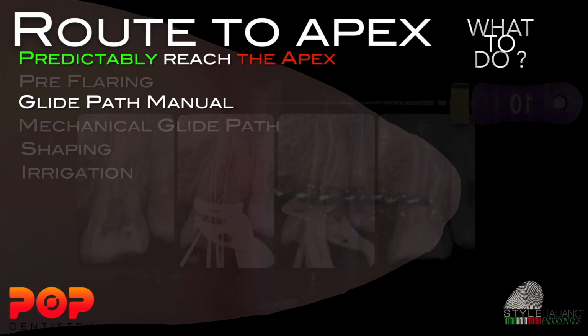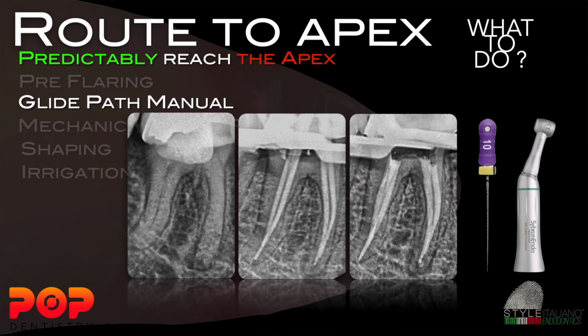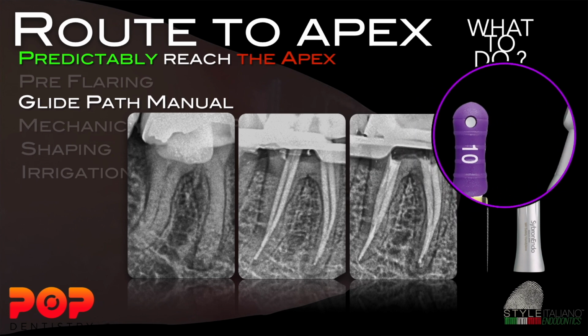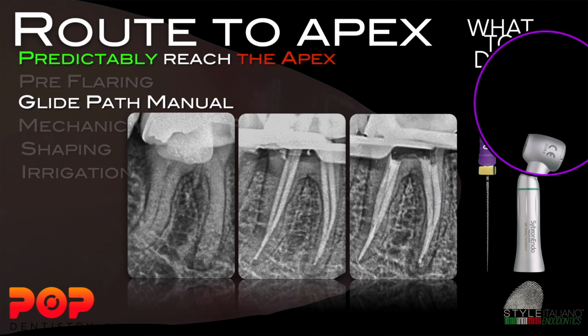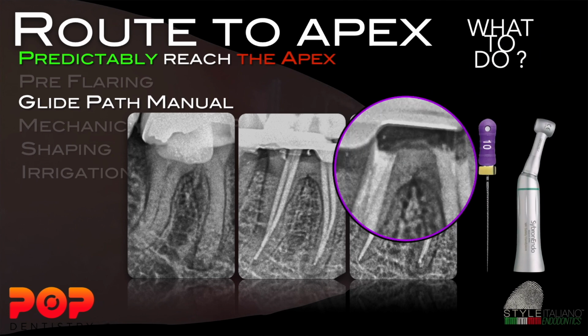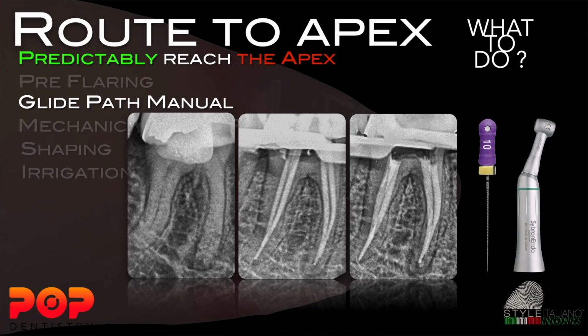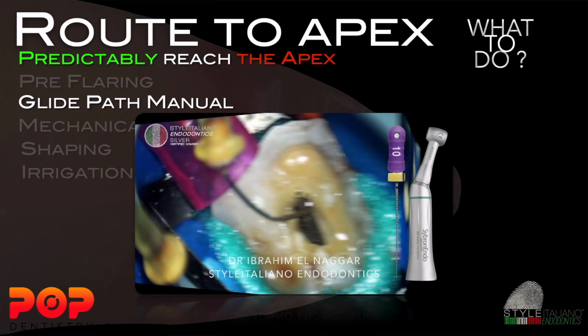But is it possible to do it without my hand? Yes, we can use a reciprocating handpiece, so we can attach this file to this handpiece, and the handpiece will do the job. It will move in a direction of 30 forward and 30 reverse. So this action is very safe.